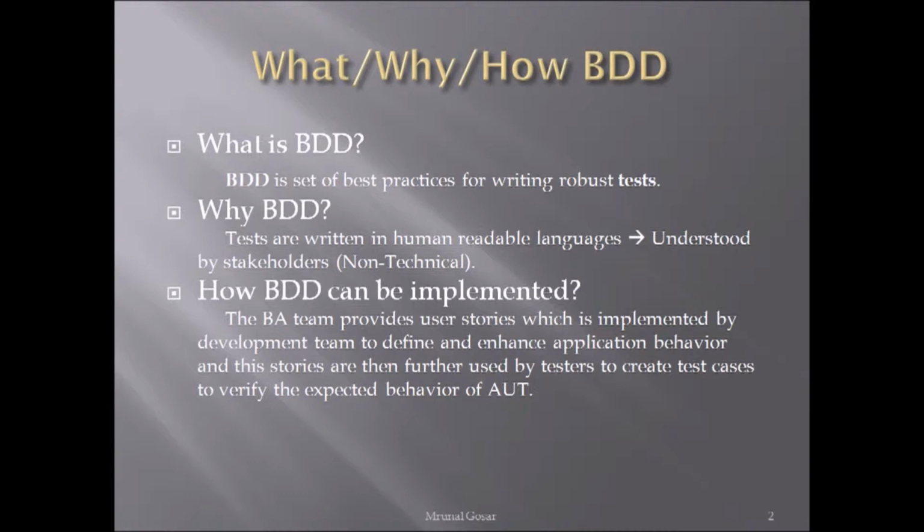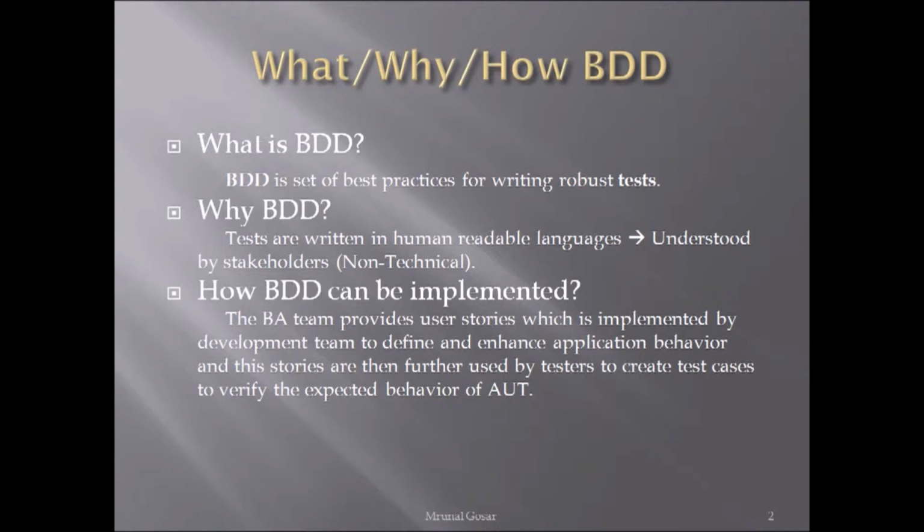So how do we implement BDD in real time? In agile process, we get user stories from our BA team. The BA team passes on these user stories to our development team, which then converts them into implementation and defines and enhances application behavior. Testers, on the other hand, use these user stories to create test cases and verify the expected behavior of the application under test.